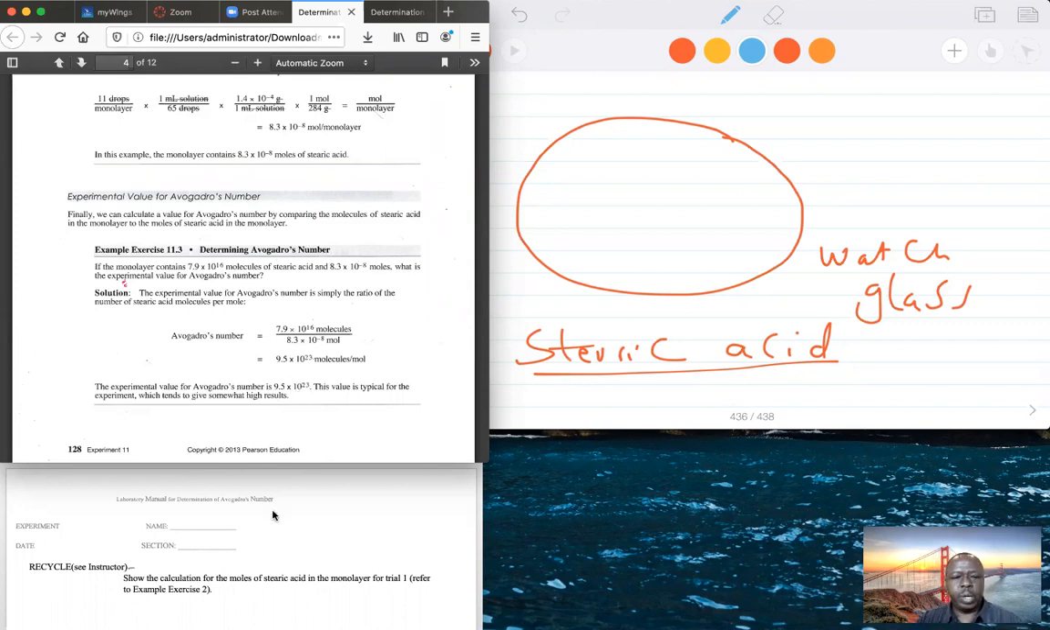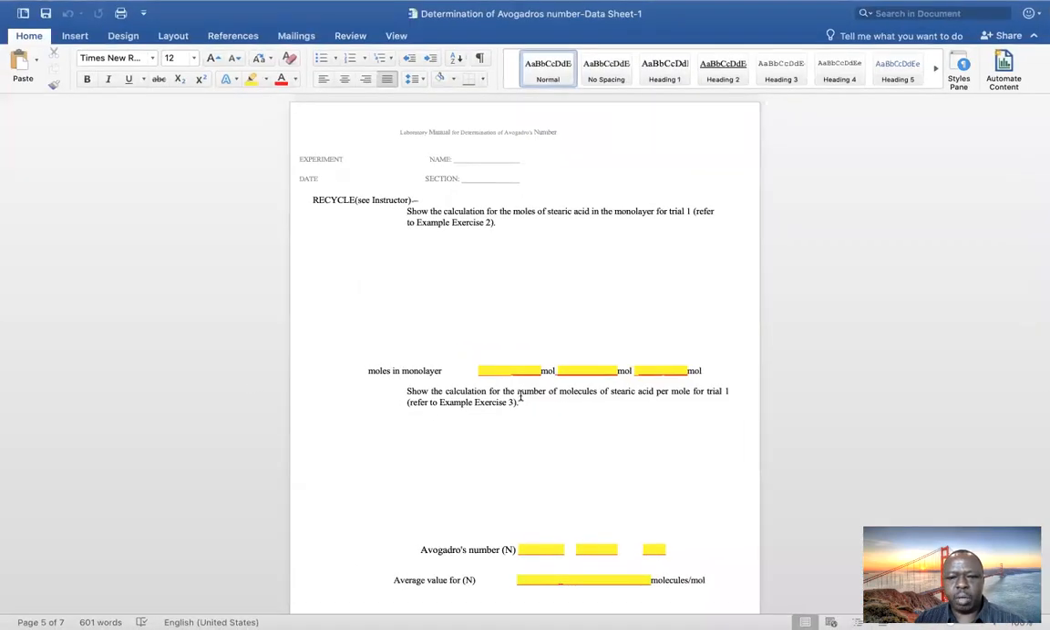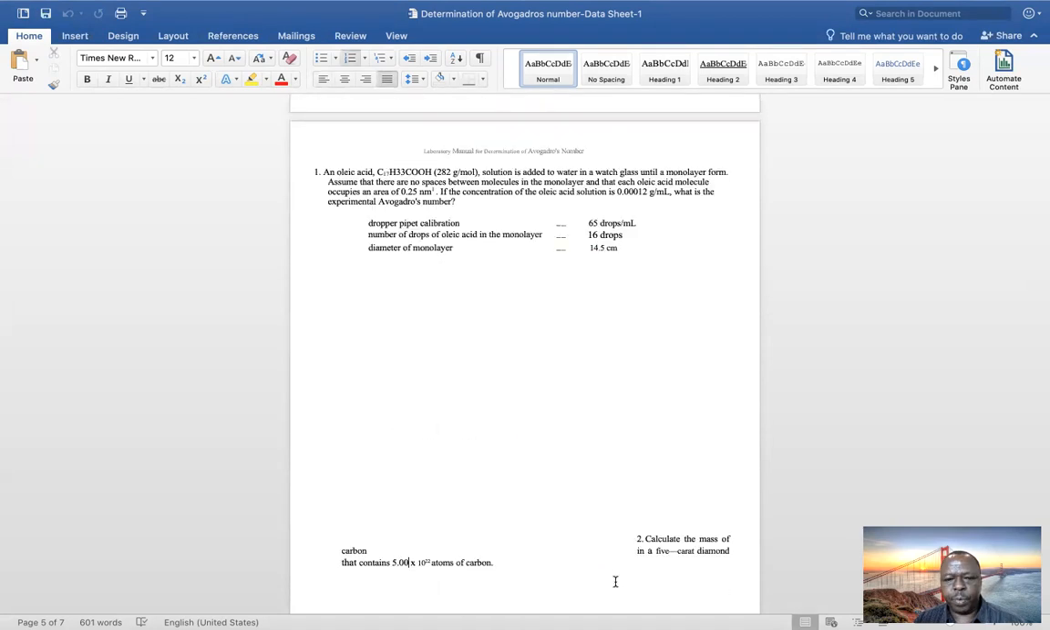So that's what you will do for each trial. If you know the number of molecules and number of moles, you'll find the Avogadro number, and then you find the average of the 3 Avogadro numbers, and then it's placed there, and that will be it for the number of molecules.